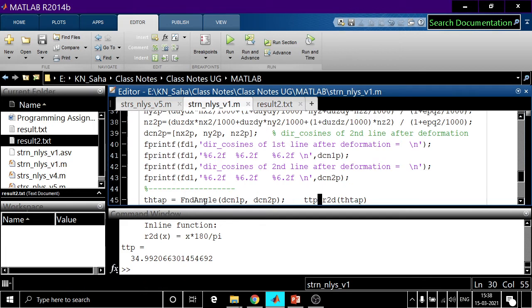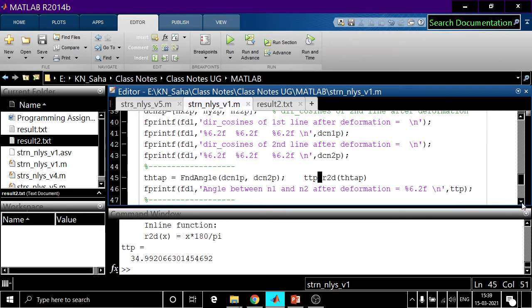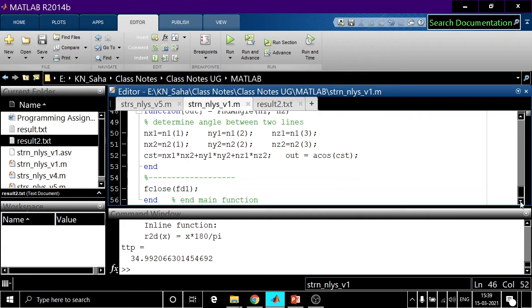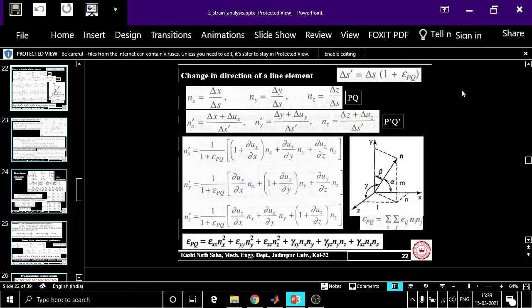That part is done here, with the same subroutine. That subroutine is called with two different arguments, that means these are the direction cosines of the lines after deformation. This is what we get as the return value, that is converted into degrees, the same thing, and this is written in the file. So this much is the program here, although with some error. Okay, so this part you understood. Some modification is required in this result, but whatever, let us see.